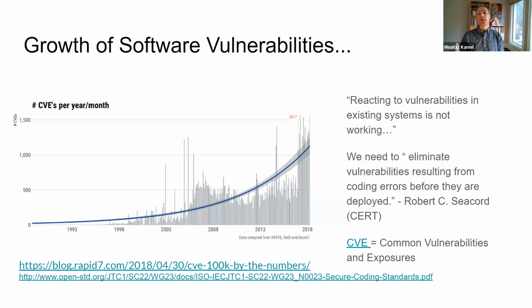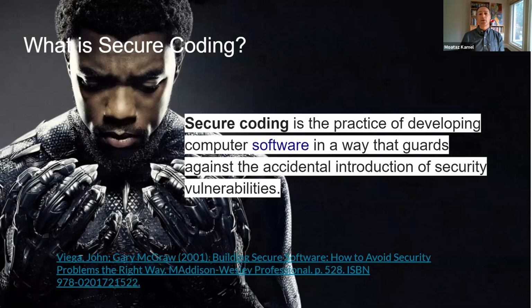And so a lot of the knowledge base of secure coding comes from the fact that we're trying to secure the code before it goes to production. So what is secure coding? Secure coding really is the practice of developing software in a way that guards against accidental introduction of vulnerabilities.